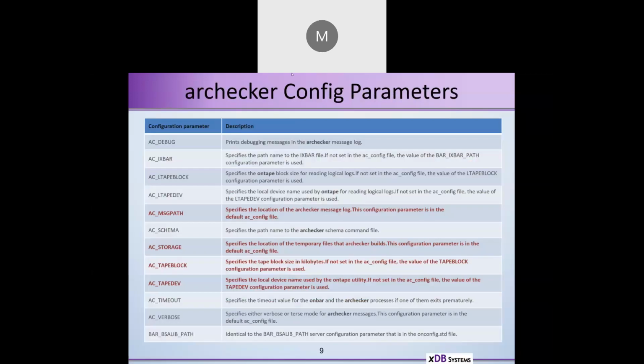Now, here's some of the configuration settings that you can put in that file. I just grabbed this from the man pages. I know there's actually a few more here that are not documented that you'll see when you run archecker. I highlighted a few that are probably ones you may change if you do need to customize this file. The AC_MSGPATH, that's the location of the log file created by archecker, and by default it was /tmp/ac_msg.log.